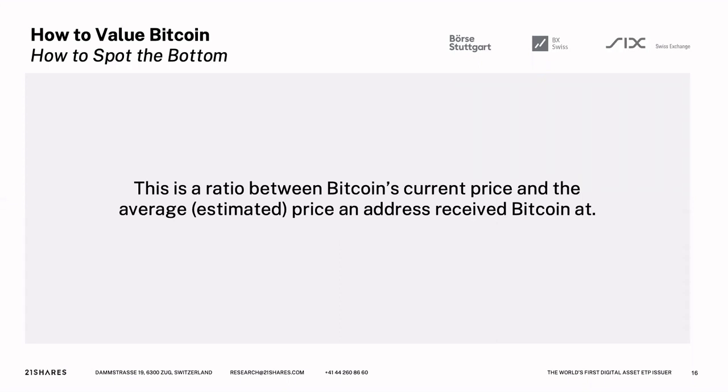It takes the ratio between Bitcoin's current price and the average estimated price at which the sum of all Bitcoin addresses received their Bitcoin. As people know, Bitcoin's blockchain is something that can be visibly seen by anyone in the world. And so we can work out exactly when every single Bitcoin was last transferred to a new Bitcoin address or a Bitcoin wallet. And we can use this to calculate an average cost basis for Bitcoin.